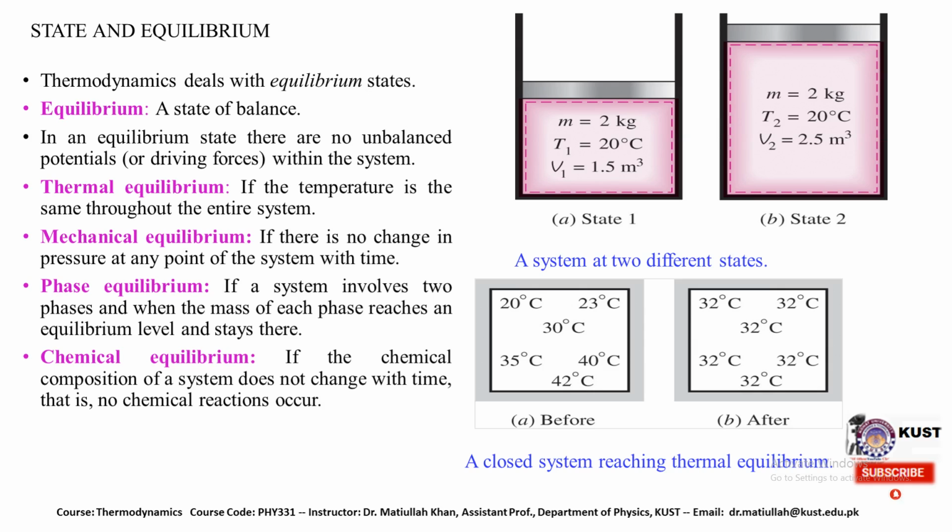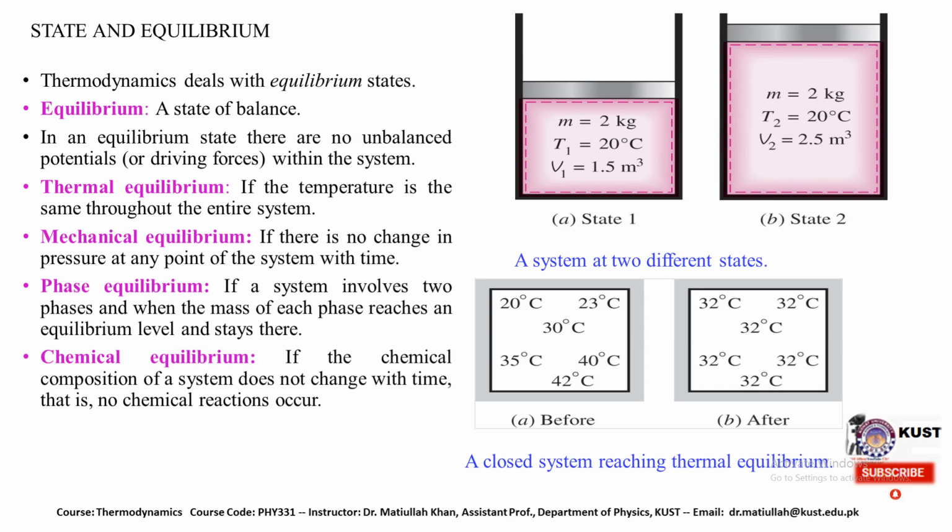We have some configurations of the system, such as the equilibrium configuration, which is the state of balance. In an equilibrium state there are no unbalanced potentials or driving forces within the system. We have thermal equilibrium, mechanical equilibrium, phase equilibrium and chemical equilibrium. In thermal equilibrium, the temperature is the same throughout the entire system, while in mechanical equilibrium there is no change in pressure at any point of the system with time, so we consider the system to be in mechanical equilibrium.